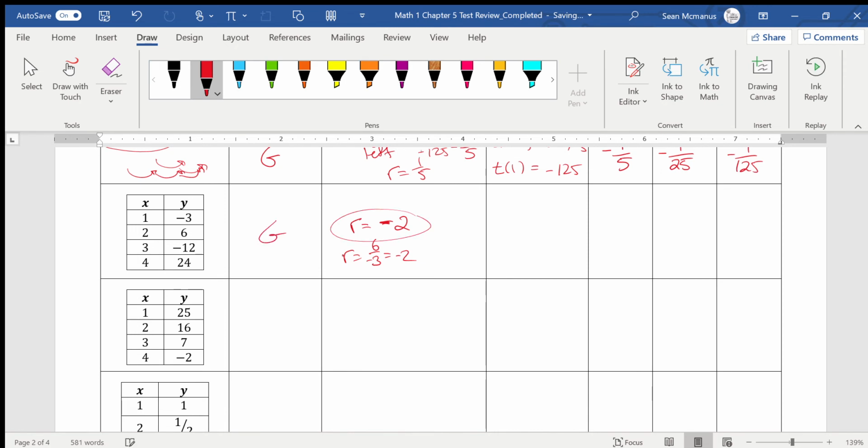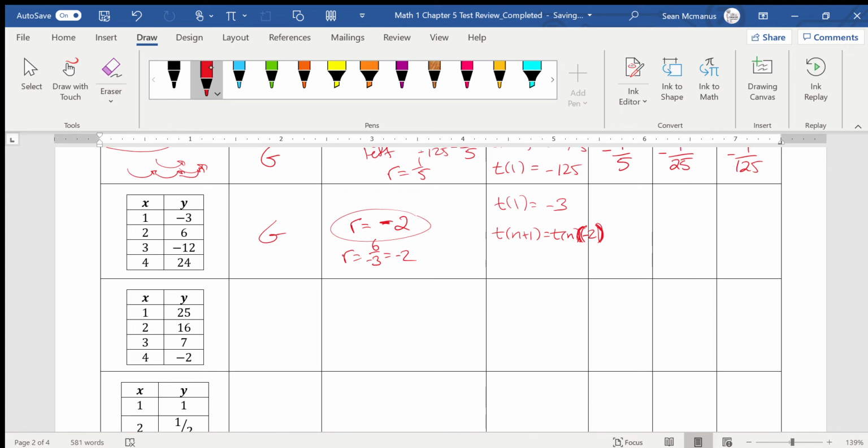That's in fact geometric. So t of 1 equals negative 3. And the t of n plus 1 equals t of n times negative 2. So when I'm multiplying by a negative here, I want to use parentheses here. If not, it looks like subtraction. And it's not subtraction, it's multiplication.